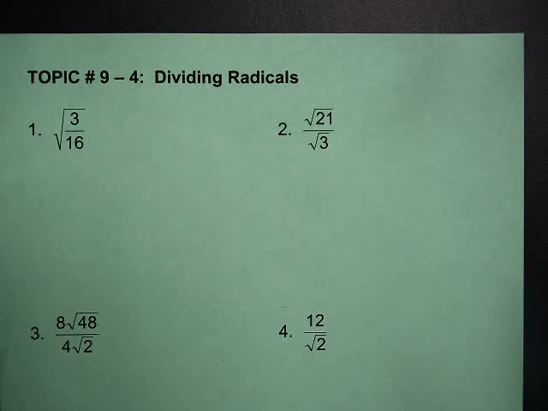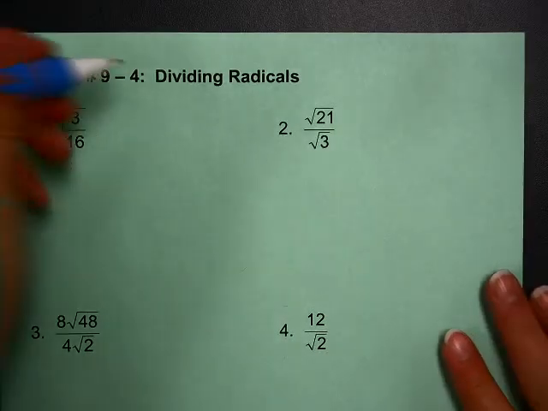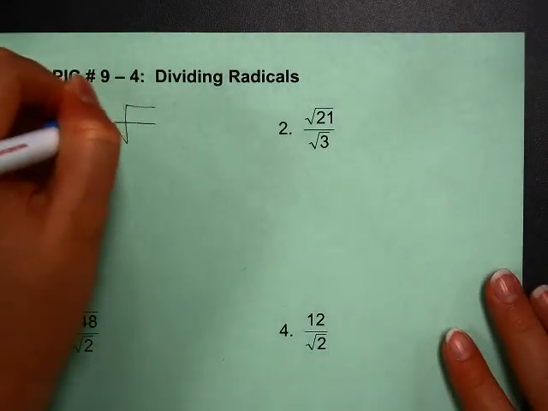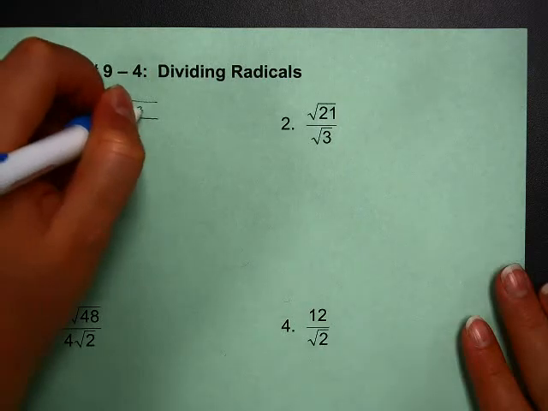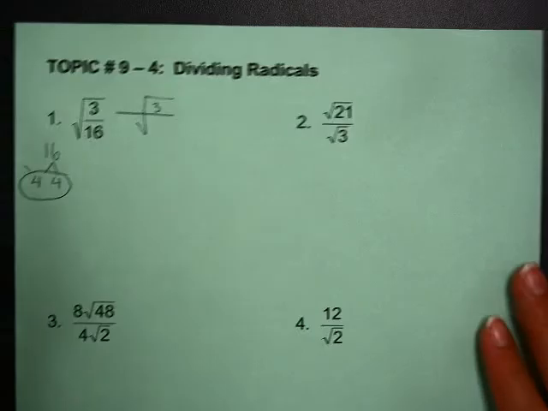Welcome to dividing radicals. Some of it is similar to what we did last time when we did multiplying, because we're able to use that same process. They already wrote it in one big radical. Remember, we like to extend the line. 3 doesn't break down any. 16 is 4 and 4. Oh, that's a pair, so that means it comes out.